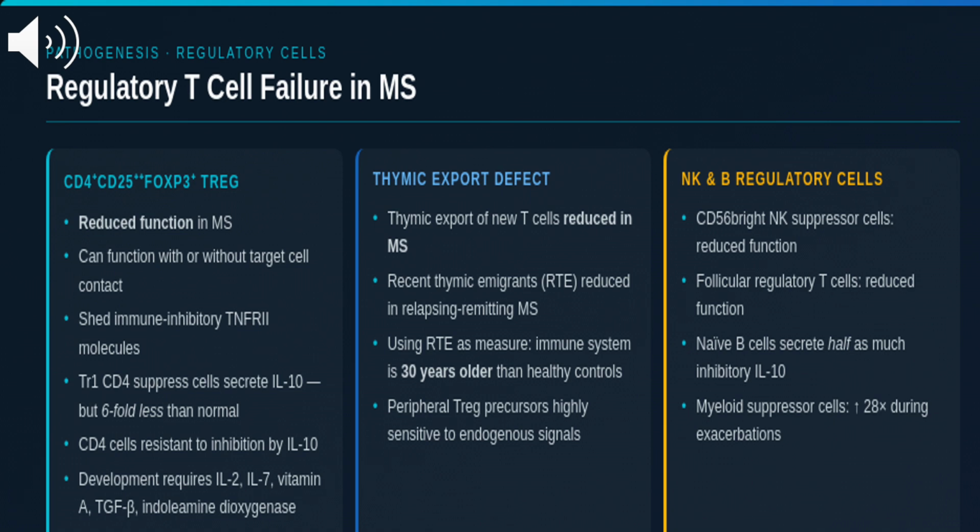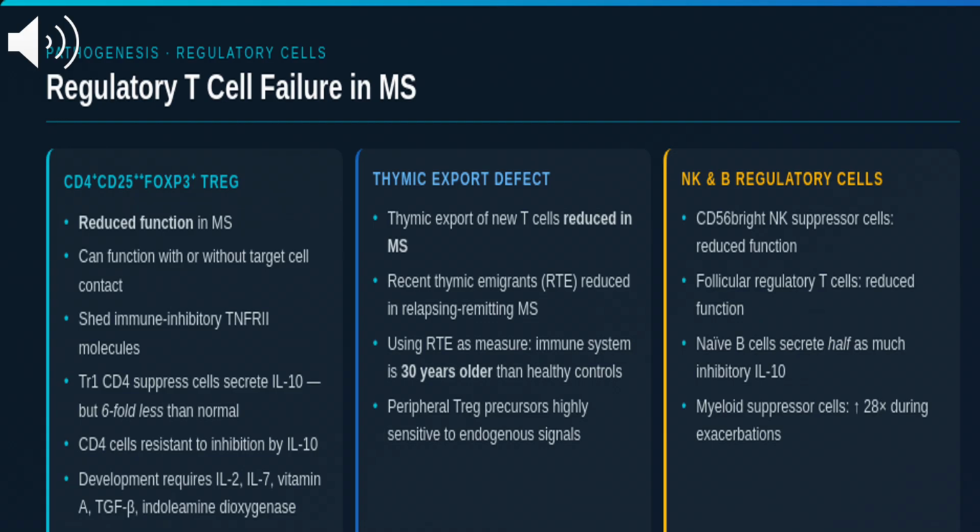Using recent thymic emigrants, cells whose age can be quantified by T cell receptor excision circles, researchers have found that the immune system in MS is functionally 30 years older than that of healthy controls. An MS patient in their 30s has, immunologically, the T cell repertoire of a 60-year-old. This premature immune aging has profound implications for tolerance, repertoire diversity, and the ability to mount new regulatory responses.